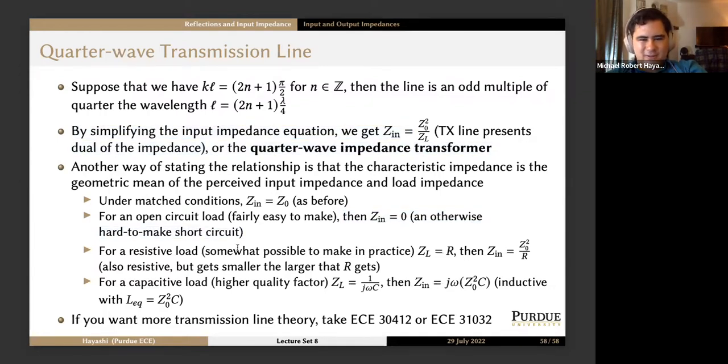For a resistive load, we get ZL is equal to R, then Zn is equal to Z0 squared over R. It's resistive, but the bigger we make the resistor at the other end, the smaller the input impedance gets. And then lastly, if we put a capacitor, ZL is equal to 1 over j omega C, then we get that the input impedance is equal to j omega Z0 squared times C. So the effective inductance is equal to Z0 squared times C. So we've turned a capacitor into an inductor just by using a quarter wavelength long piece of transmission line.